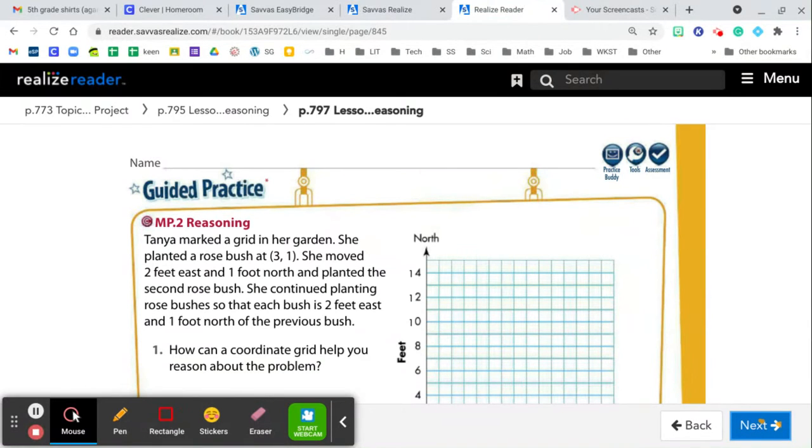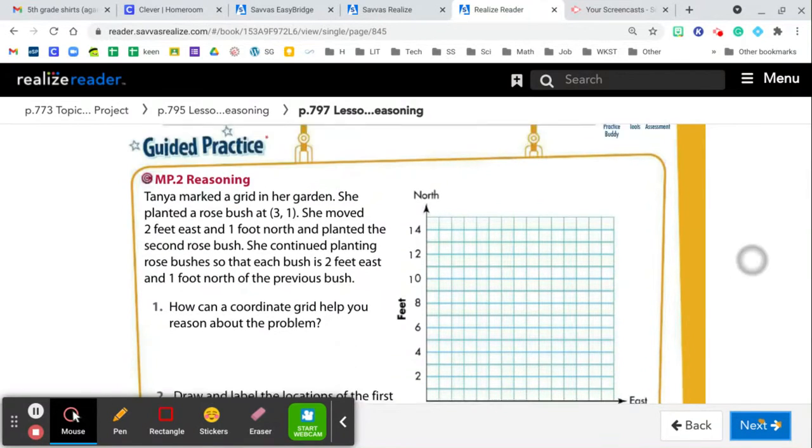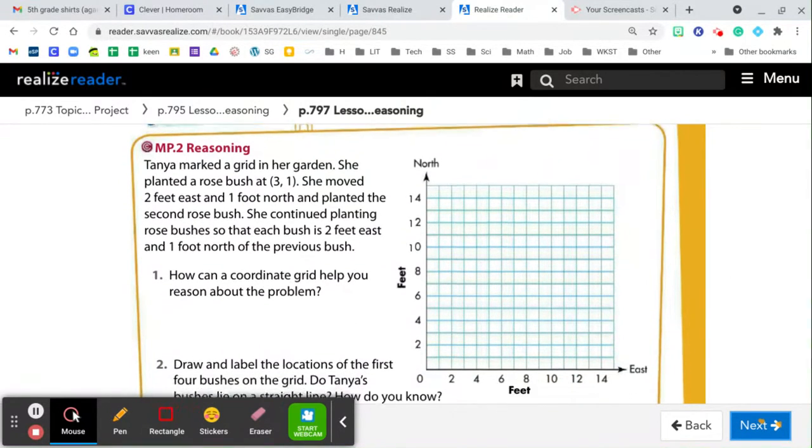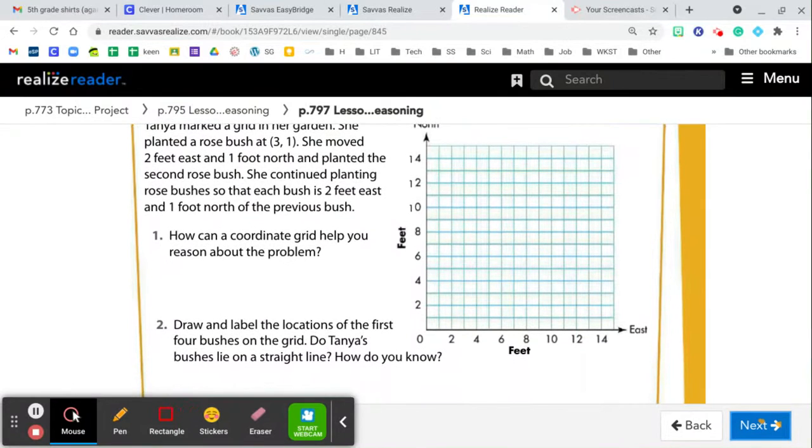And Tanya marked a grid on her garden. She planted a rose at 3-1. She moved 2 feet east and 1 foot north and planted the second rose bush. She continued planting the rose bushes 2 feet east and 1 foot north. How can a coordinate grid help you reason about the problem? It can help you see the data.